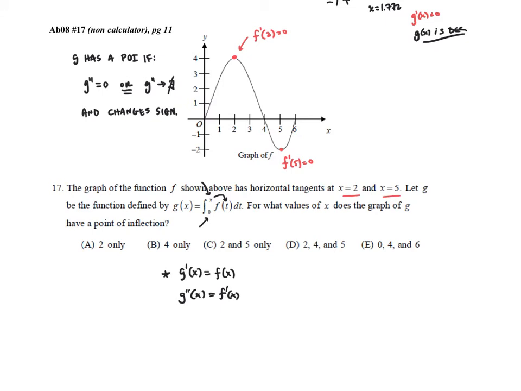So as I look at the information that I have up here, G has a point of inflection if G double prime equals 0 or doesn't exist and also changes sign. That means, because G double prime is equal to f prime, I could substitute in or think of this as f prime. So I'm looking for f prime. This is kind of informal, but where is f prime of x equal to 0 or doesn't exist and changes sign?